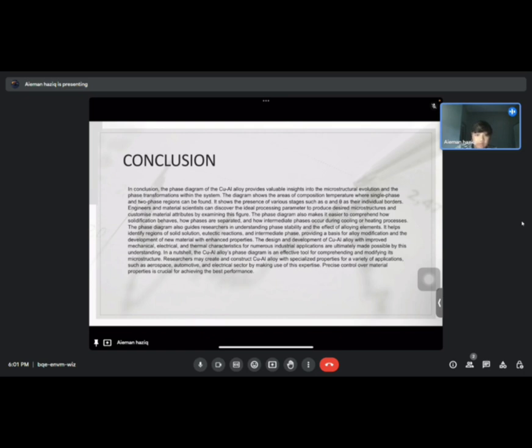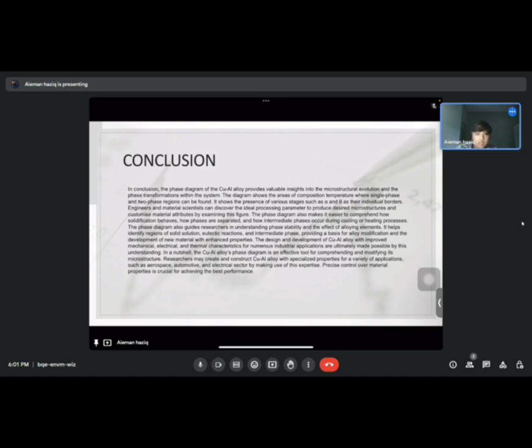The phase diagram also guides researchers in understanding phase stability and the effect of alloying elements. It helps identify regions of solid solution, eutectic reaction, and intermediate phases, providing a basis for alloy modification and the development of new materials with enhanced properties. The design and development of copper aluminum alloy with improved mechanical, electrical, and thermal characteristics for numerous industrial applications are ultimately made possible by this understanding.